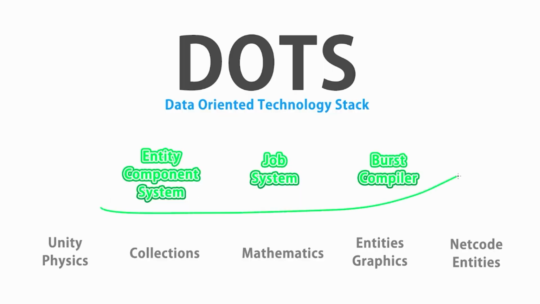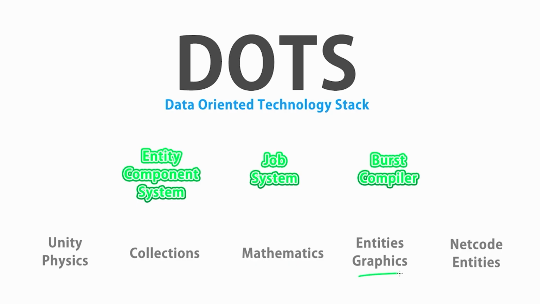Now these are the three main components of DOTS, but DOTS also is composed of a bunch more packages. For example, you've got Unity Physics. This is an extremely performant physics system that was built specifically for ECS. Then you've got the Collections package. This one includes a bunch of data-oriented collections, meaning things like lists and arrays, but made to be data-oriented instead of object-oriented, meaning they work with jobs and Burst. Then you've got the Mathematics library. This is another package that was built specifically for use with Burst, so it handles all kinds of math operations, all of them extremely performant.